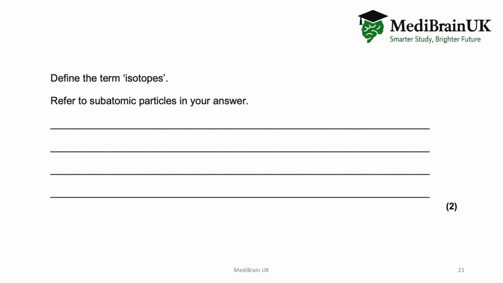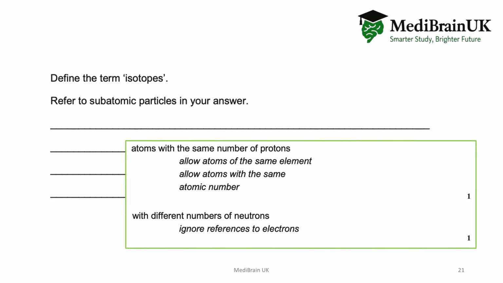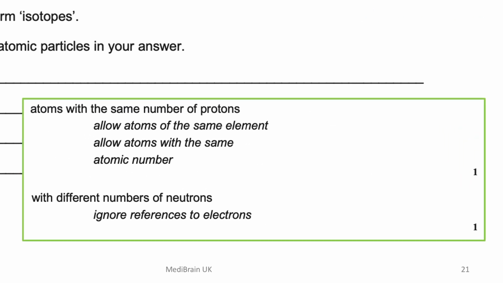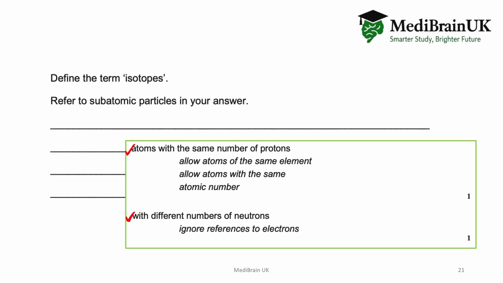When we're defining the term isotopes, this is what we are saying: atoms with the same number of protons but with a different number of neutrons. If you learn these 2 phrases, you will always bag those 2 marks for a question like this. So atoms with the same number of protons, but they have a different number of neutrons. You have to say both points, and that will guarantee you your 2 marks.